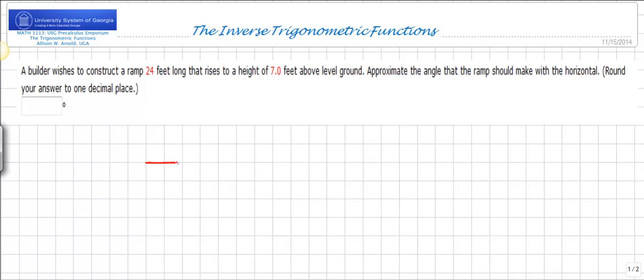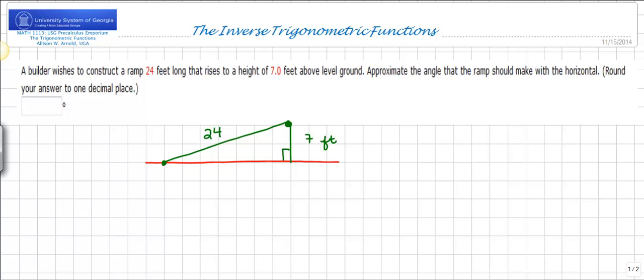Okay, so let's make a level ground here. And then we know that the ramp is going to be 7 feet above the ground at its top, the very top rises to that level. The ramp itself is going to be 24 feet long. So we end up with a right triangle whose height is 7 feet and whose hypotenuse is 24.